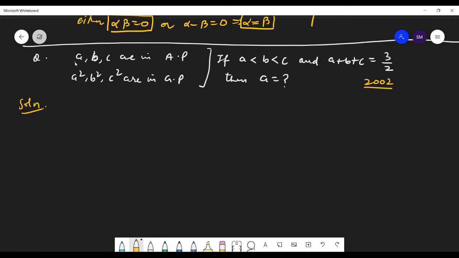So students, these terms A, B, C are in AP. If nothing is written, it means they are consecutive terms. So if you are supposed to assume 3 consecutive terms, what are you going to assume? 2B is equal to A plus C. You are absolutely correct.